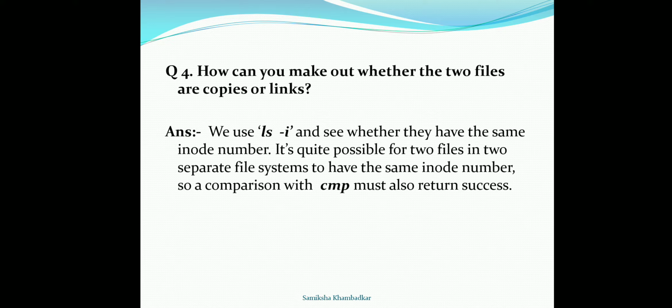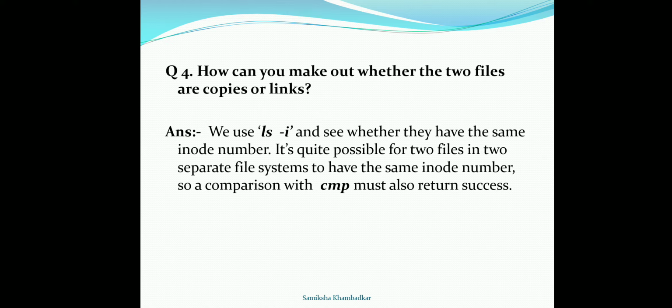It is also quite possible that two files in two separate file systems can have the same inode number. So it may be confusing whether they are copies or links. For this we can use the cmp command, which is for comparison. Using the cmp command, we can compare whether they are copies or links.